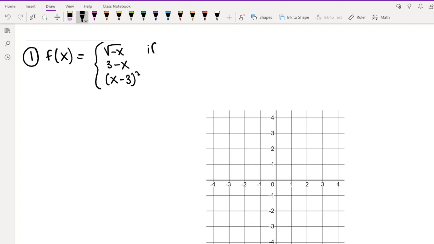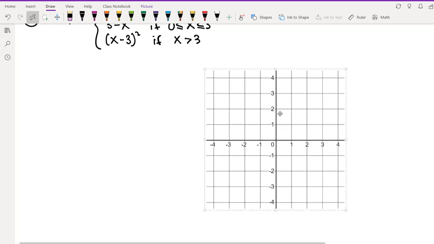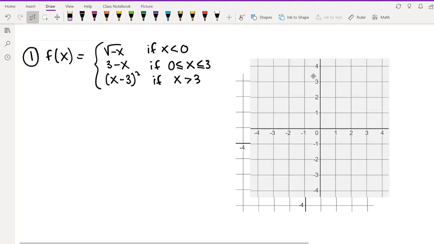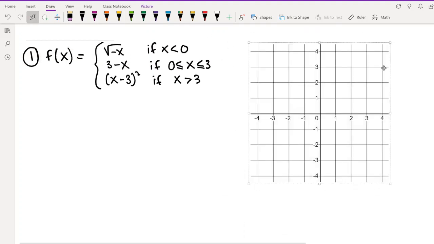So the first piece we use if x is less than 0. The second piece we use if x is between 0 and 3, including 3. And then the last piece we use if x is bigger than 3. So I want to make it clear that you actually do not need to draw the graph in order to answer this question. I'm going to draw it just because I think it will help you understand how you could do this without drawing the graph. Hopefully you'll see what I mean when we get there.